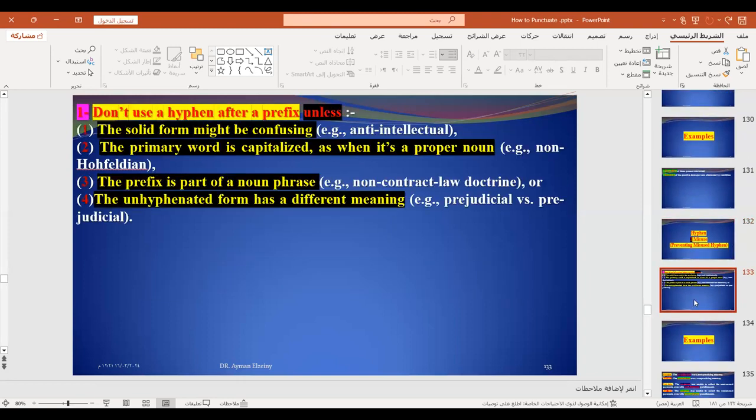The first misuse: don't use a hyphen after a prefix unless the solid form might be confusing. For example, antiinternational, antichronic.